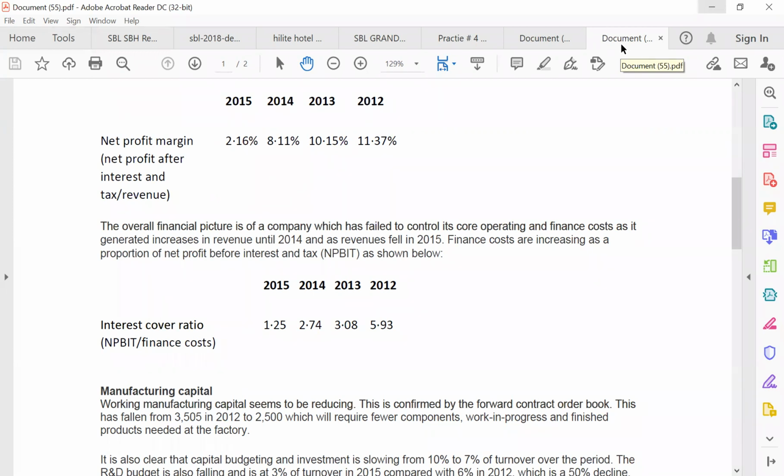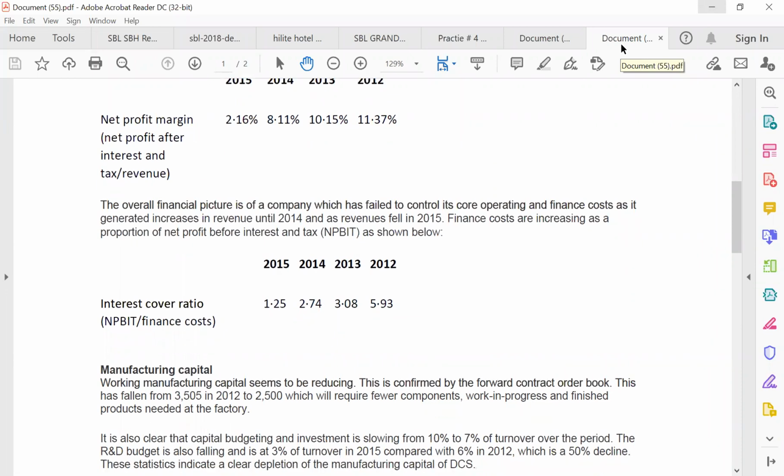as it generated an increase in revenues until 2014. And as revenues fell in 2015, finance costs are increasing as a proportion of net profit before interest and tax, as shown below. So interest cover ratio is from 5.93% to 1.25%. And I have used the formula of net profit before interest and tax divided by the finance cost. Then comes the manufacturing capital.